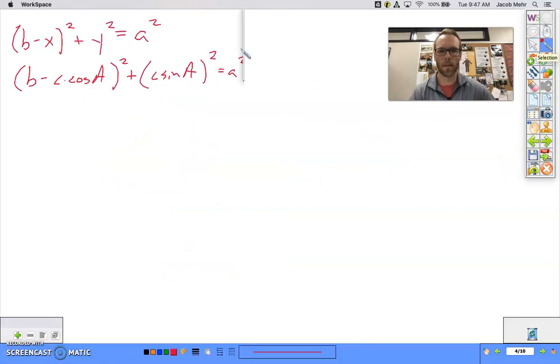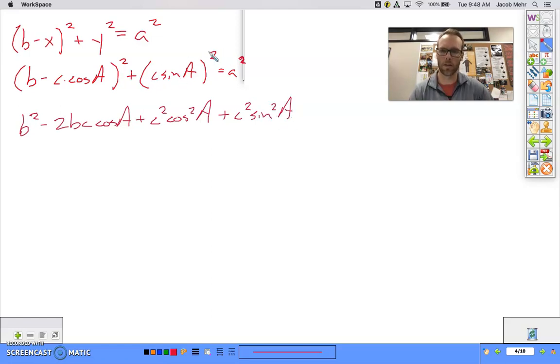All right, this is an a squared right there. Okay, so what I can do is I can FOIL this out. It's going to give me b squared minus 2bc cosine of A plus c squared cosine squared of A, right? c cosine of A times c cosine of A is c squared cosine squared of A. Plus, now, what do I have here? c squared sine squared of A, right? I'm squaring a product, so I can just square each part, equals a squared.